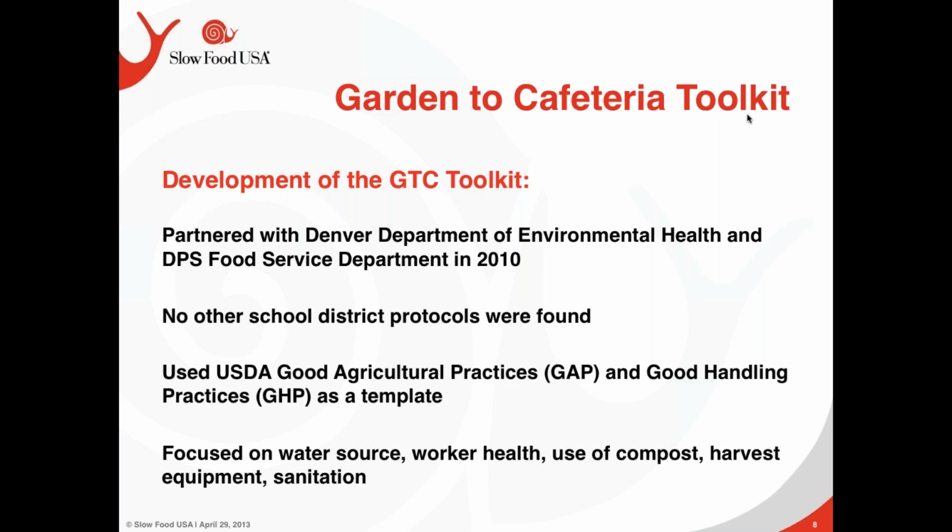These are a set of protocols that farmers follow on a large scale. And so I took those protocols and pared them down to be relevant to school gardens and created a document for Denver Public Schools about 6 pages long that focused on the water sources for school gardens, worker health, in our case student health, how we use compost, harvest equipment, and sanitation methods. And so drawing from the GAP and GHP protocols, I created garden and cafeteria protocols for Denver Public Schools.